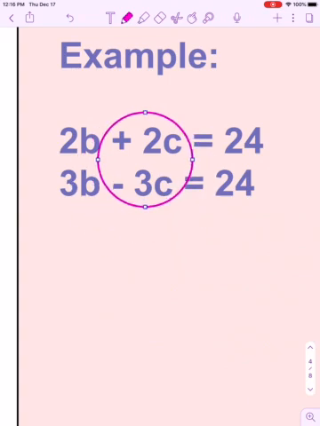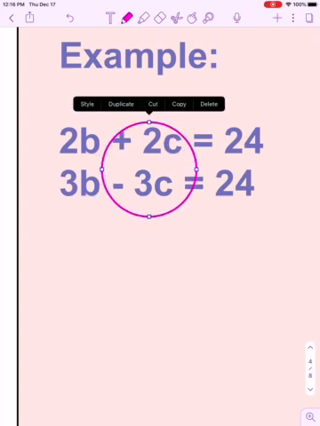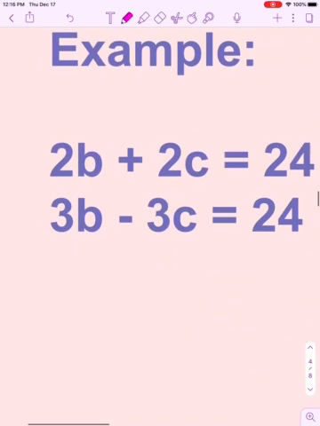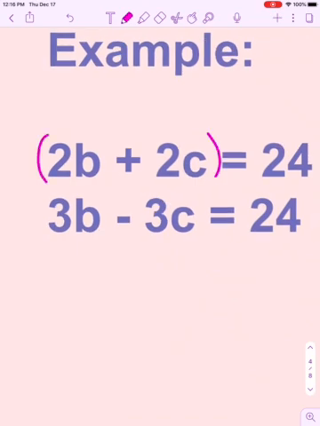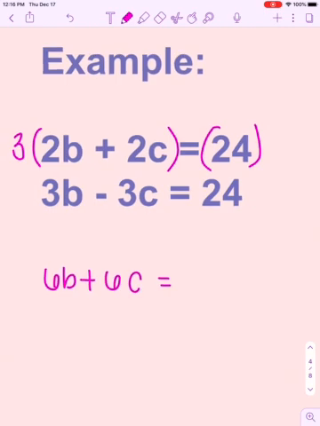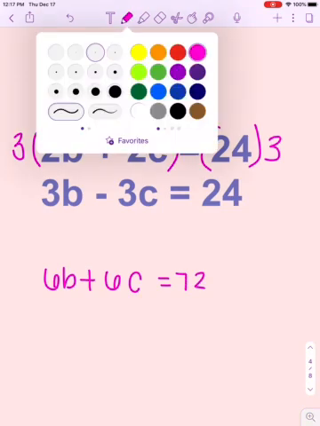I'm going to pick the C's because the C's already have opposite signs, and so that's going to be easier. So I'm going to ask myself, what can 2 and 3 both be? Okay, 2 and 3 can both become 6. They're always going to get bigger because you're multiplying, so what can they both multiply and become? 2 and 3 can both multiply and become a 6. So I'm going to multiply this top equation by 3 because that's how I turn a 2 into a 6. So that gives me 6b plus 6c equals 24 times 3, which is 72.